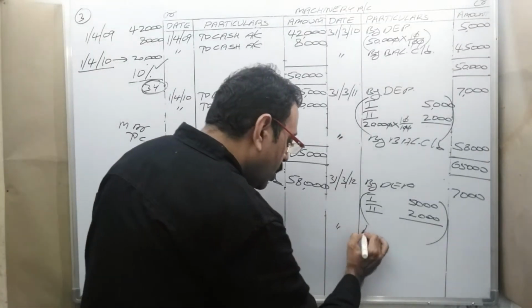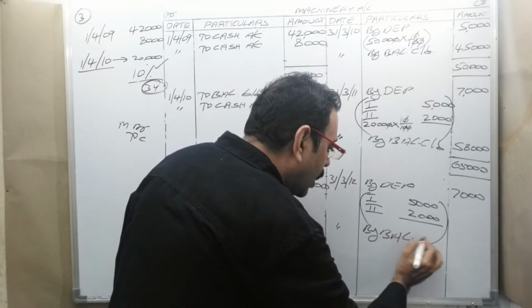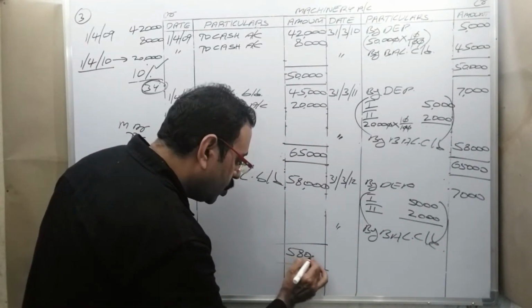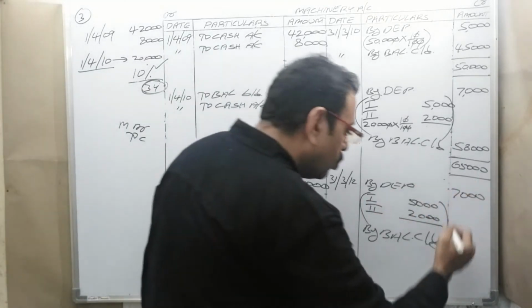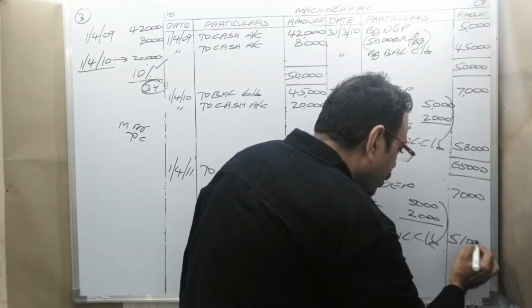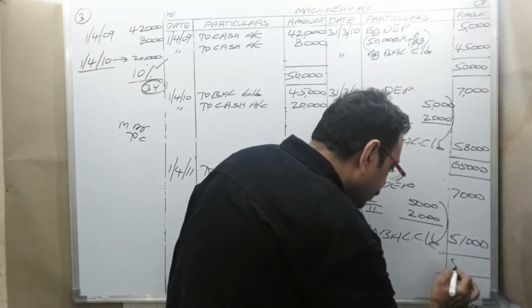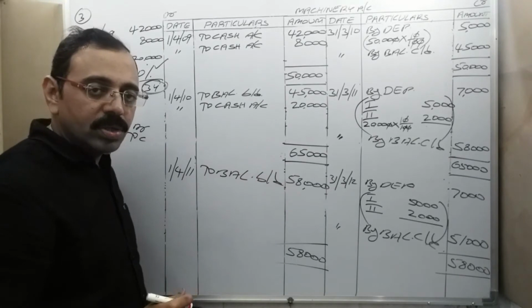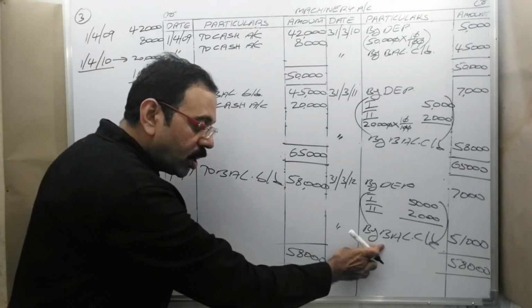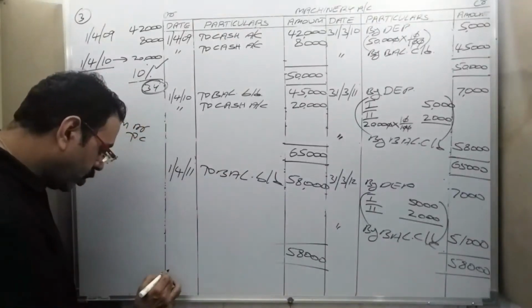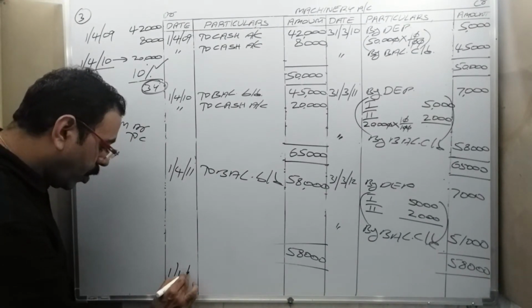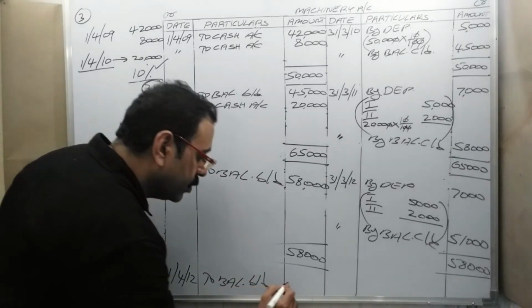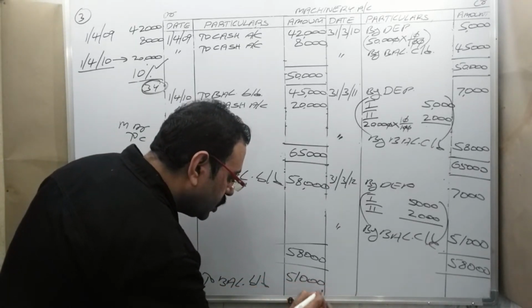Now the remaining amount is balance carried down: 58,000 rupees minus 7,000 rupees is equal to 51,000 rupees. For 3 years we prepared the asset account. Now since the asset account is not yet closed, bring the balance to the next year and leave the problem. To balance brought down, 51,000 rupees.